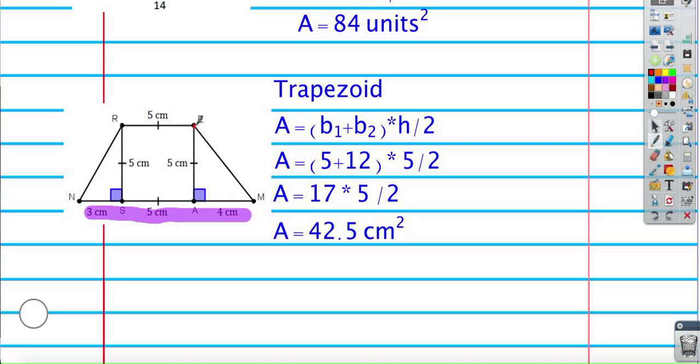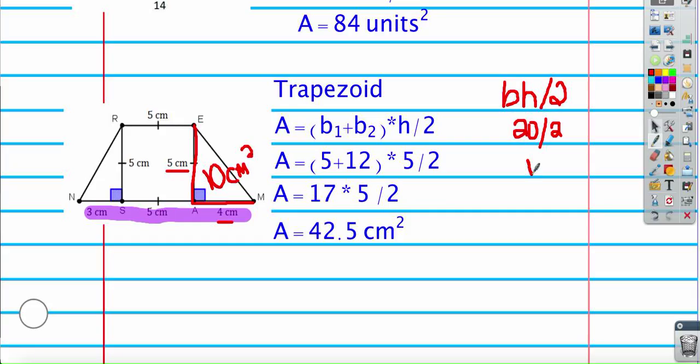So for this triangle right here, it says that the height is 5 and the base is 4. So I know that for a triangle, it's base times height divided by 2. So I've got 5 times 4, which is 20, and then divide that by 2. So this triangle is 10 centimeters squared.